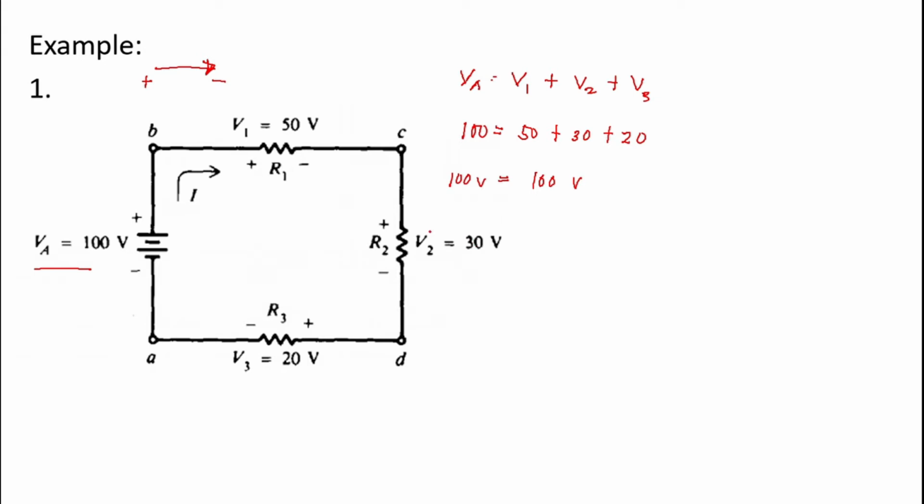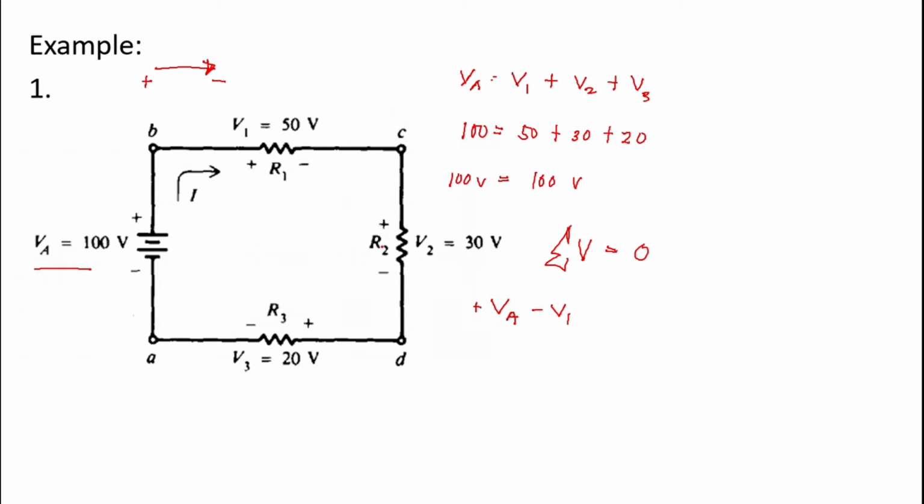Now, the other definition of the KVL is that the summation of the voltage across the circuit is equal to 0. For this equation, voltage A, the current goes from negative to positive, so therefore your voltage A is positive. Okay? Now, the current enters the positive and leaves the negative, so it is minus B1.